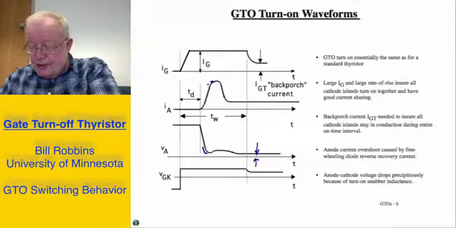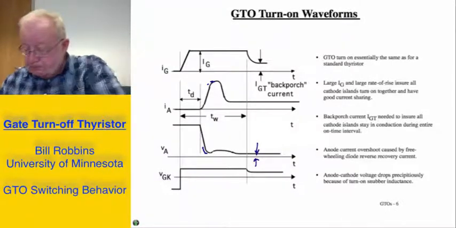In conjunction with that, the gate-to-cathode voltage very rapidly goes from its reverse bias value to the forward bias value, and then as the gate current drops to its smaller value in the back porch region, the gate-to-cathode voltage will also drop somewhat.